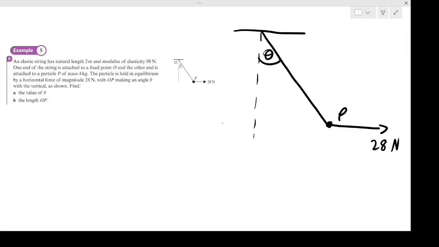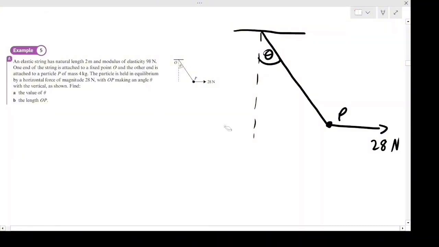Okay, there we are. So we have an elastic string, natural length 2, modulus of elasticity 98. The mass is 4. Basically, pretty much everything's on the diagram. So they want me to find the value of theta firstly. Okay, so the angle theta here.